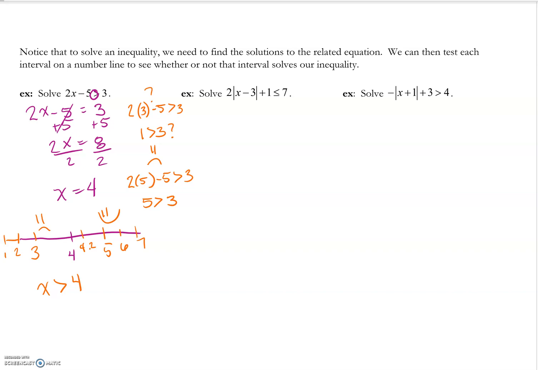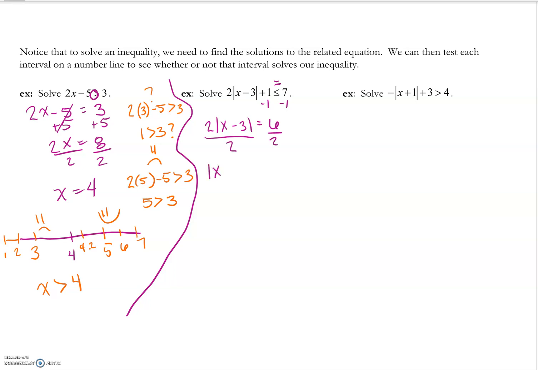So now let's extend that idea to an absolute value equation. If I start by just solving this related equation, again, I'm going to pretend like this thing is an equal sign. Give myself some space so that I know what goes with this problem. I'm going to start by subtracting 1. I'll get 2 times the absolute value of x minus 3 is equal to 6. I'll divide by 2.